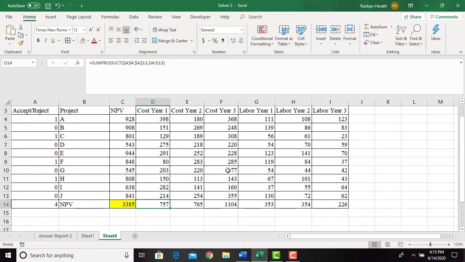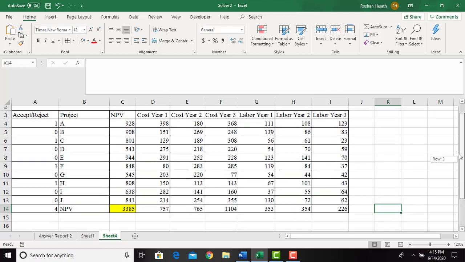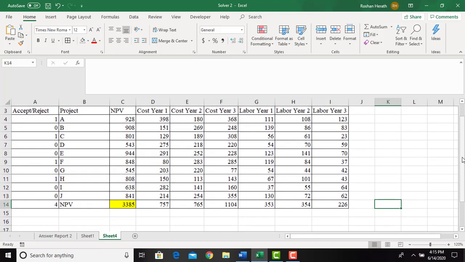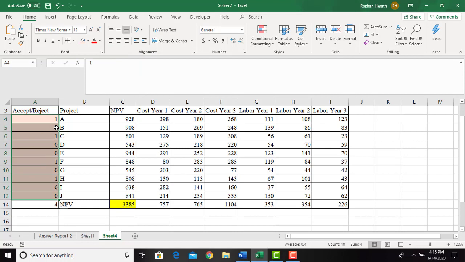Right? So therefore just study this and make sure that you understand the structure very well. Right. Now we have done the major part of the work, and I would say that this is going to be your changing cells, isn't it? You want to change which projects you would undertake and which you would not.